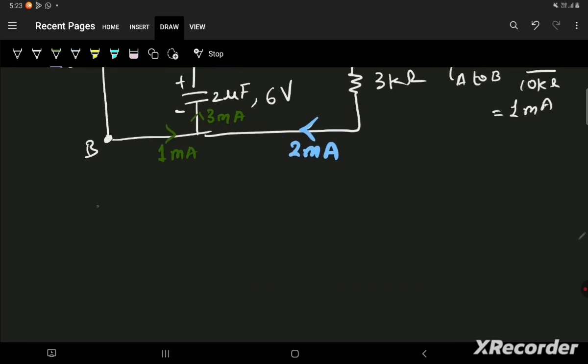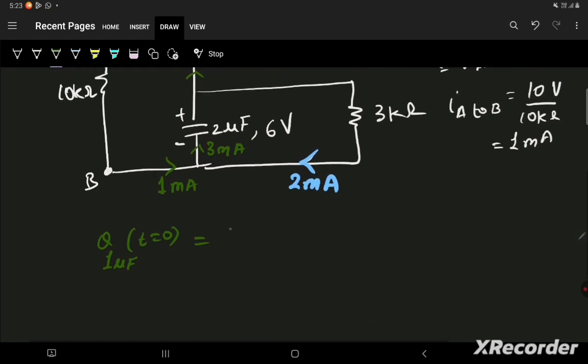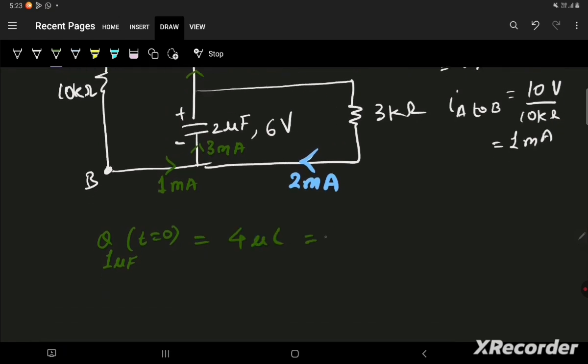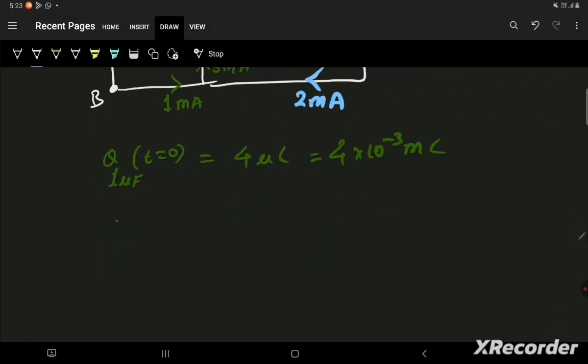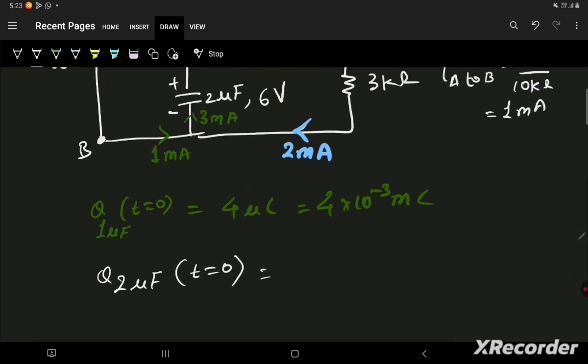Now at time equals 0, the charge on 1 microfarad is 4 microcoulombs, or you can write it as 4 times 10 to the power minus 3 millicoulombs. Similarly, the charge on 2 microfarad at time equals 0 is 12 times 10 to the power minus 3 millicoulombs.